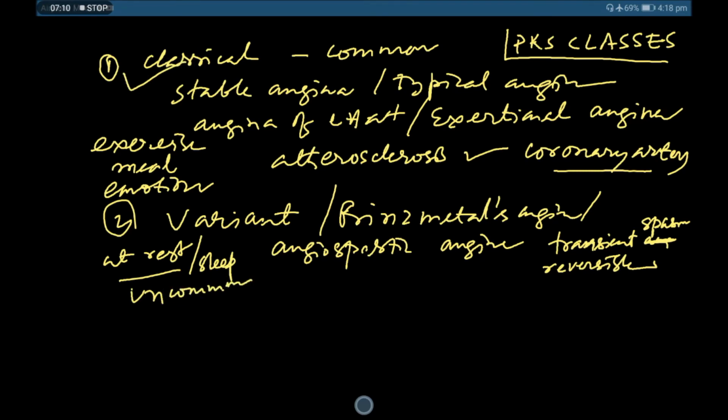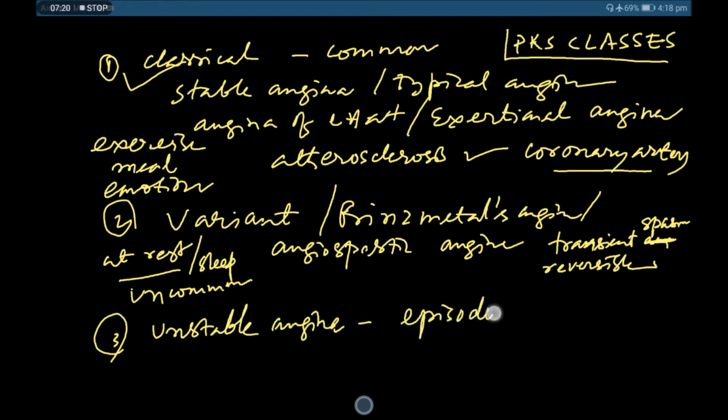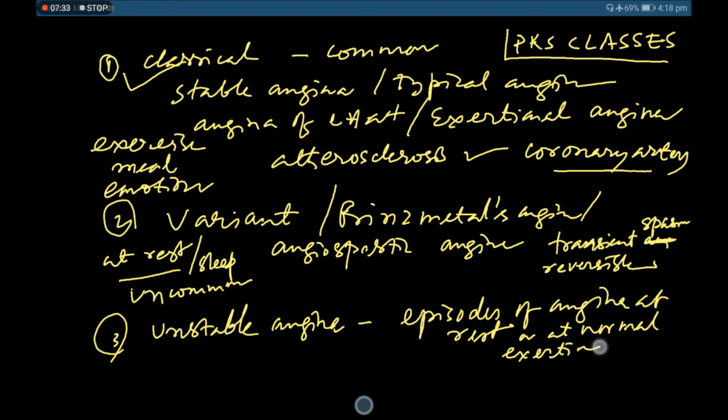And there is a third type of angina called unstable angina. In unstable angina, there are episodes of angina at rest or at normal exertion. The major cause is thrombosis or platelet clots.